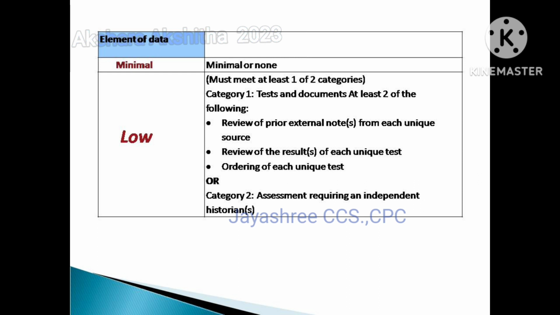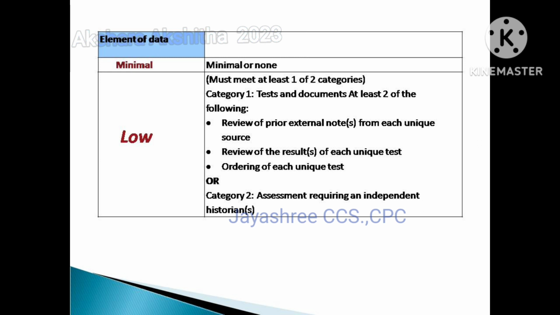So totally two categories. Each category has some points, and those points should match from our medical record. Category 1 is tests, documents; from this, at least two of the following should match. The first point is review of prior external notes from each unique source, the second point is review of the result of each unique test, and the third point is ordering of each unique test. So this is category 1. From these 3 points, if any 2 points match from our record, then we can consider it category 1.